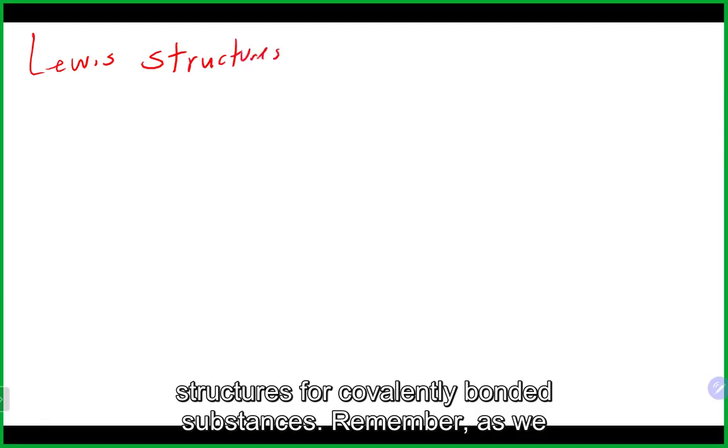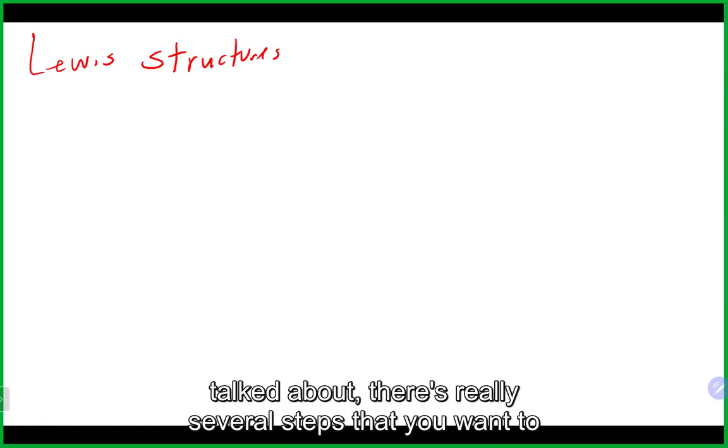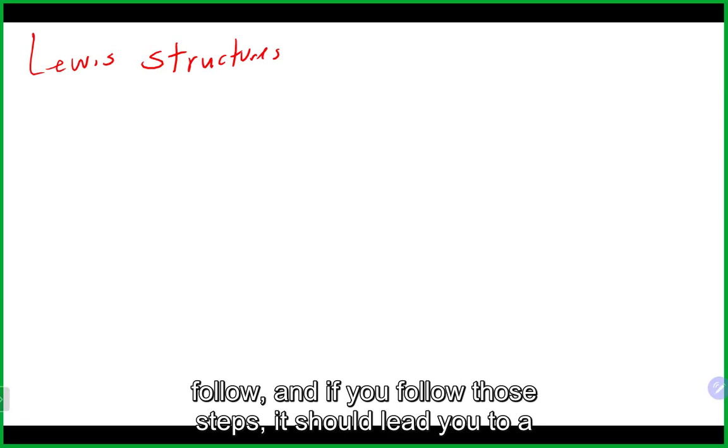I've got not too long to go in that chapter. Then we'll roll into the next chapter. So last time we got into Lewis structures, and again how to draw Lewis structures for covalently bonded substances. Remember, as we talked about, there's really several steps that you want to follow.